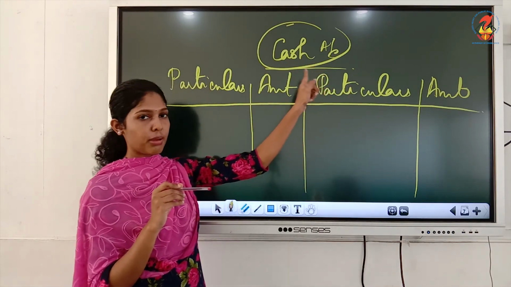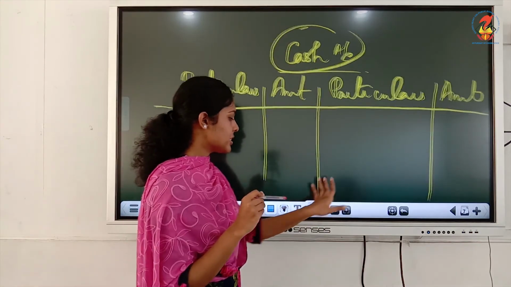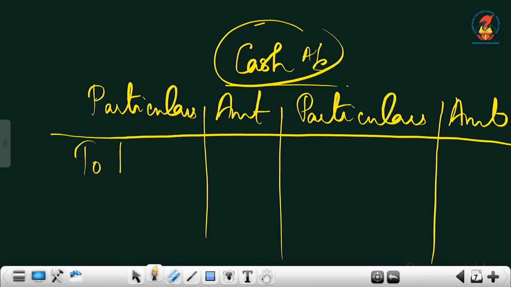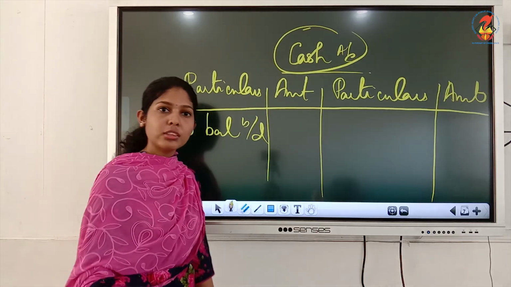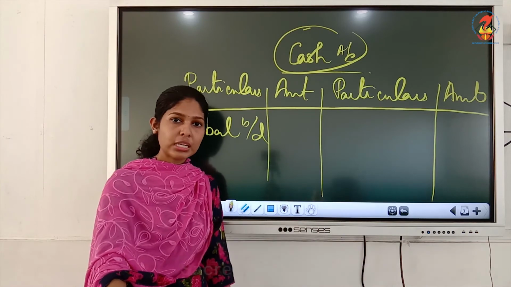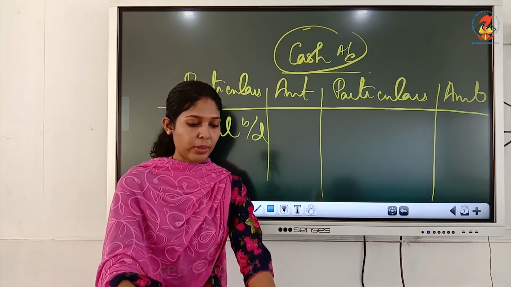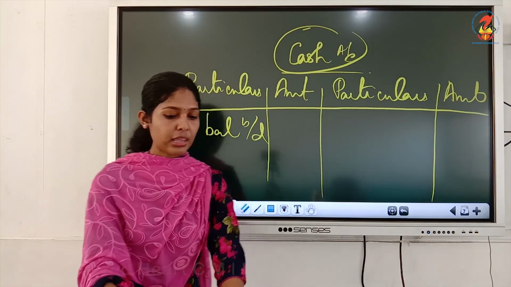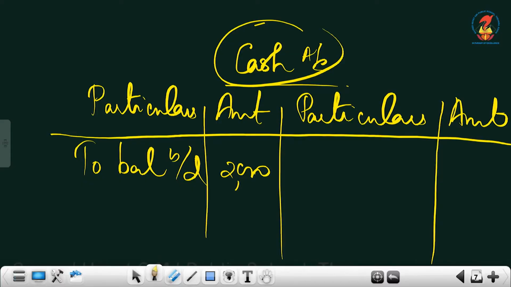Cash account, you remember it is an asset. You must write it on the debit side. If you write on the credit side, this entire account will go wrong. So write the opening balance carefully. And from where will you take the opening balance? Usually from the balance sheet given in the question. So here there is an opening balance of 2000 that you write.